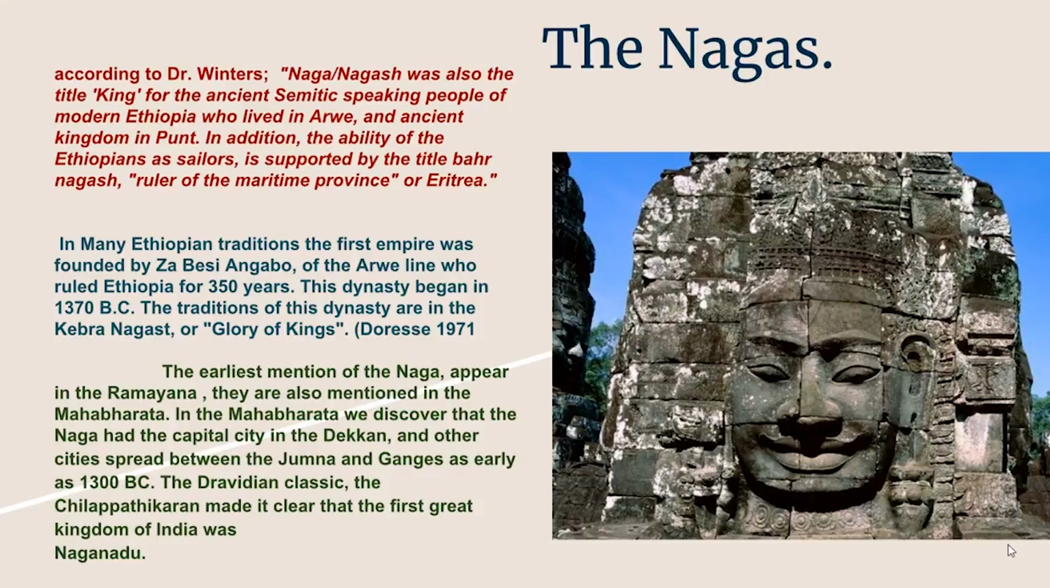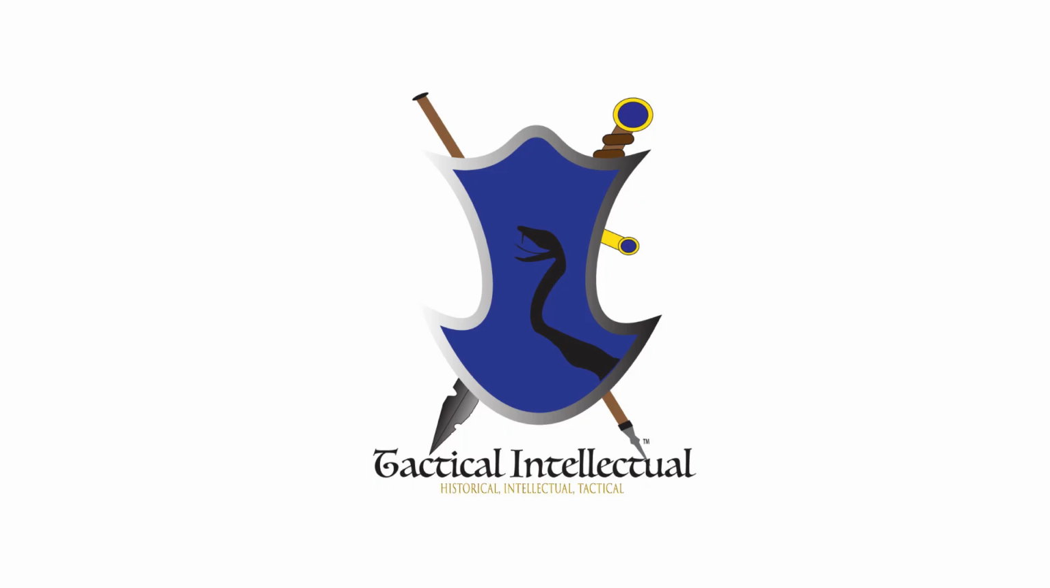The Dravidian classic, the Chilappatikaram, made it clear that the first great kingdom of India was Naganadu. So that information right there is very interesting. The Nagas and then the Dravidian Tamil people. Now, I'm definitely going to have to check out the Nagas more, but they do show up and pop up in Indian lore.